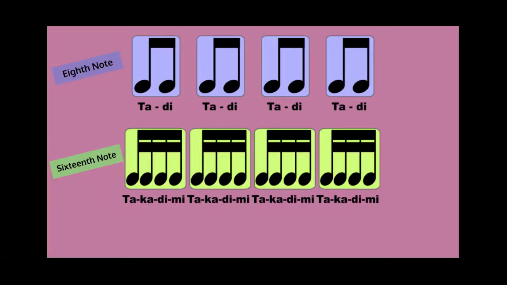On this slide, we have the eighth notes on top. Remember, there's 8 eighth notes. And now we're going to introduce the 16th notes. If you count all of these notes, you will come up with 16 of them. They're called 16th notes because they add another note between ta and di and a note after di.